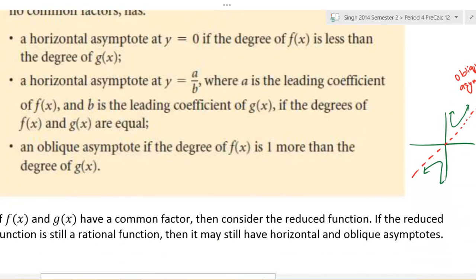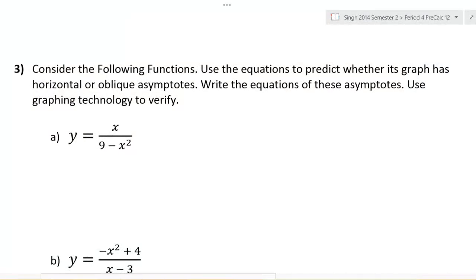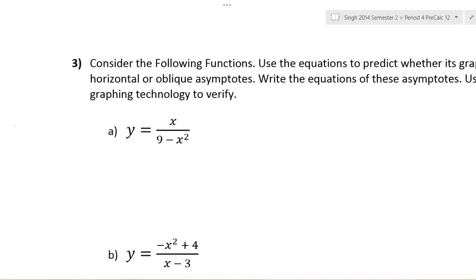We're looking at the reduced form now to figure out if there's an oblique asymptote or not. So let's make sense of this using some examples. So consider the following functions. First, we're going to use the equations to predict what kind of asymptotes they have, and then we're going to identify those asymptotes. And lastly, we're going to use a graphing calculator to verify that our graph actually makes sense. So let's look at our work. Our first step is factor. Let's go ahead and factor that. Factor it out. You get x over 3 minus x, 3 plus x.